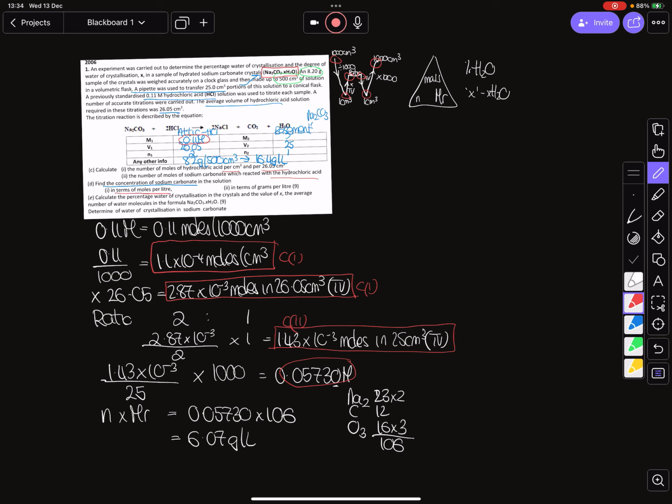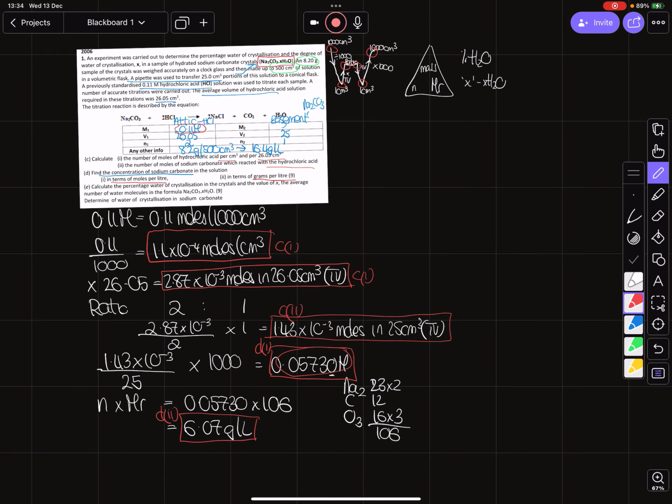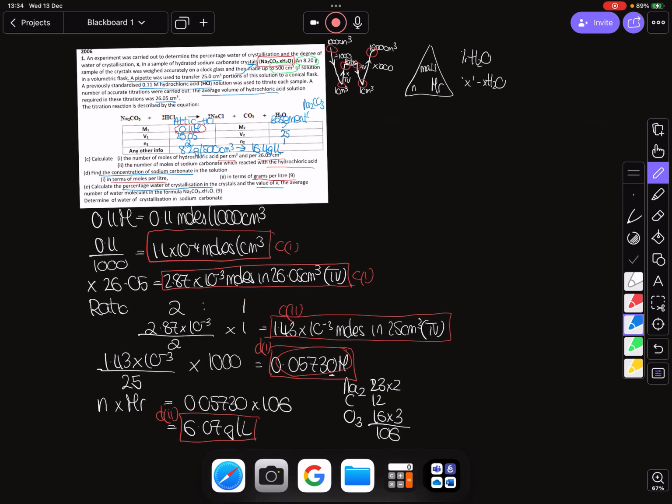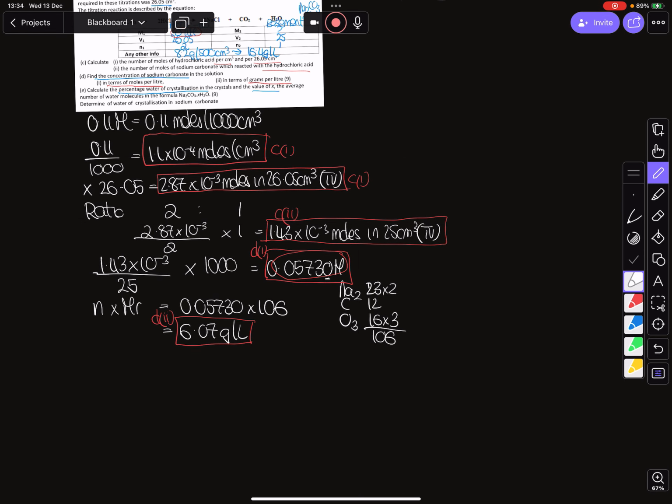Our next bit down here asked in D the concentration in terms of moles per litre, so this is going to be D part 1. And then finally it asks grams per litre, and this is going to be our D part 2. So if you can annotate, great. If you can't, don't stress. So the last part in E, we have to calculate the percentage of water of crystallization and the value of X.